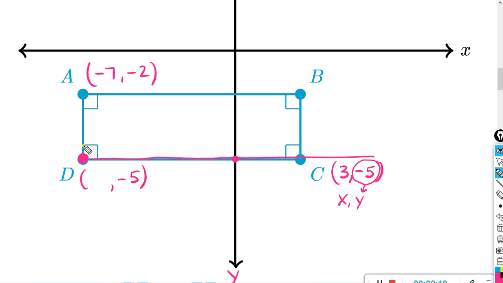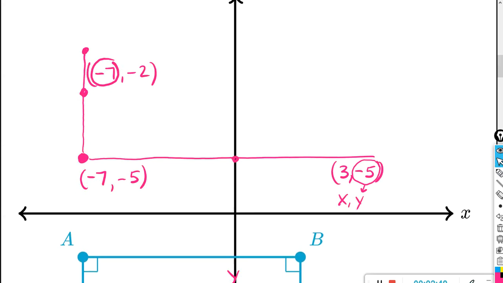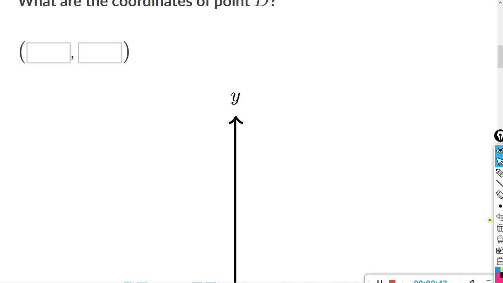Now the x coordinate for point D, if we trace it up to the x-axis right here, it's going to match the x coordinate for point A. All right, this is the x-axis right here. And the x coordinate for point A is -7. So that's going to match the x coordinate for point D. So D is -7, -5. Let's enter that in the box. -7, hit tab, -5.